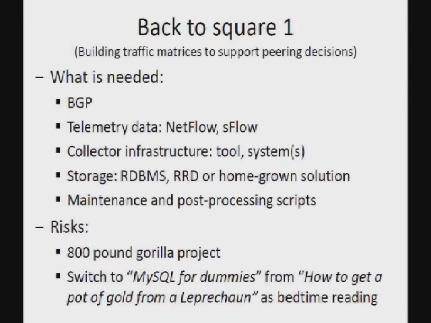So, back once again to square number one: building traffic matrices for peering decisions. What is needed? What is our shopping list? It's about BGP, telemetry data, so NetFlow, sFlow, or similar, a collector infrastructure, system, storage, and of course maintenance and post-processing scripts.